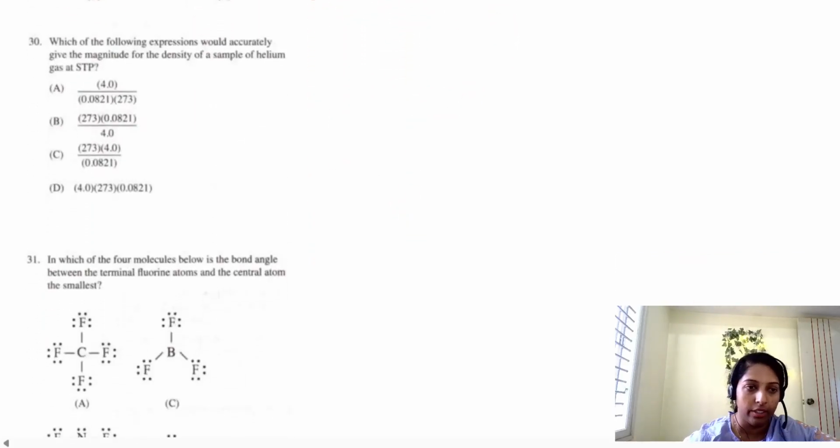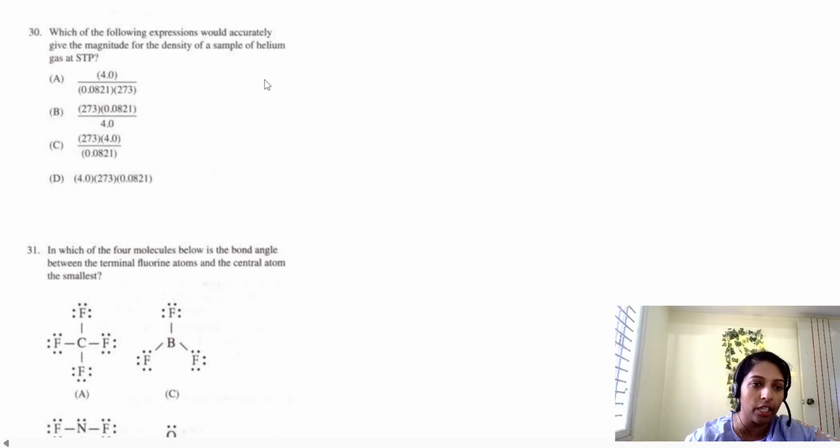Okay, then the next one. Which of the following expressions would accurately give the magnitude for the density of a sample of helium gas at STP?